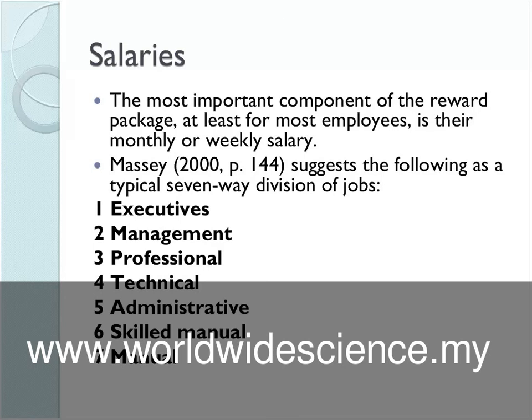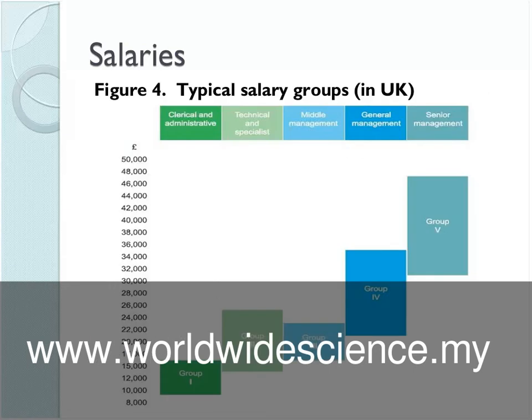Let's see the next slide. Figure 4 shows you the typical salary groups. This is in the UK. You can see group 1, clerical and administrative. They will get a salary like 10,000 to 15,000 pounds in the year. This does not mean in 1 month, but in the whole year.